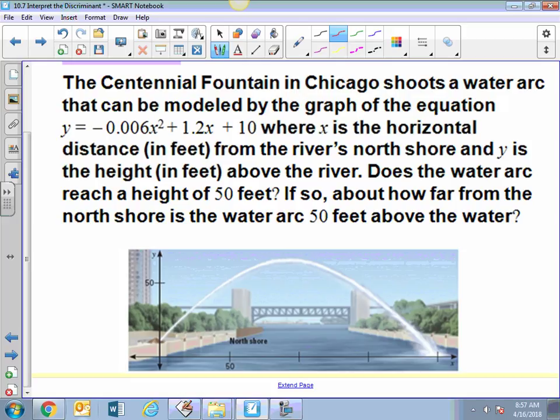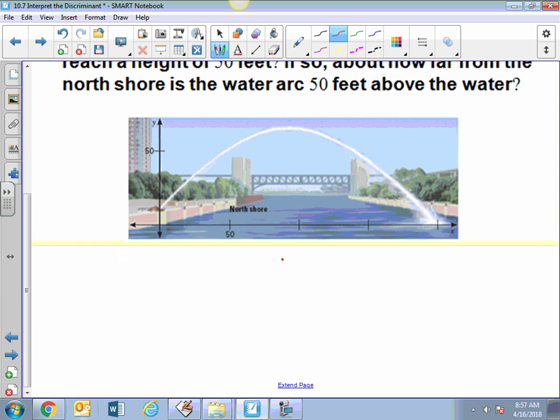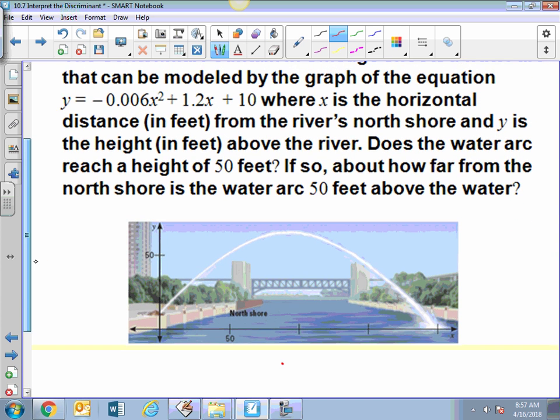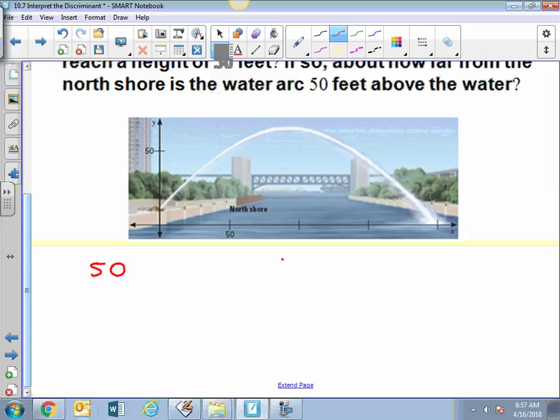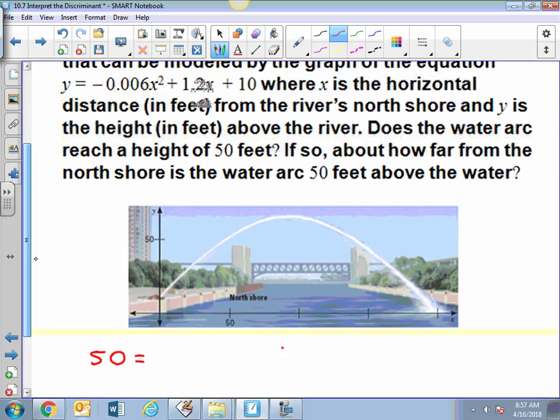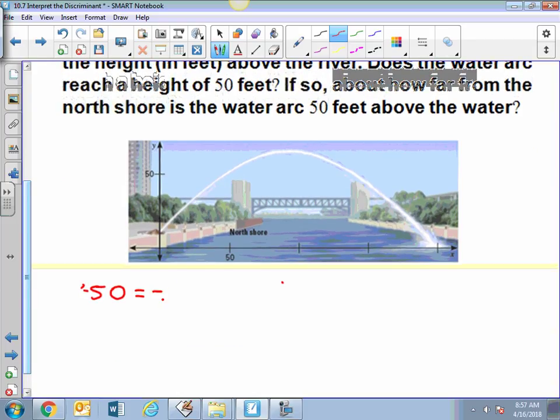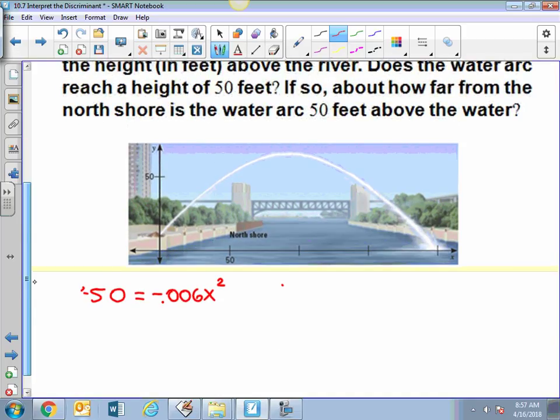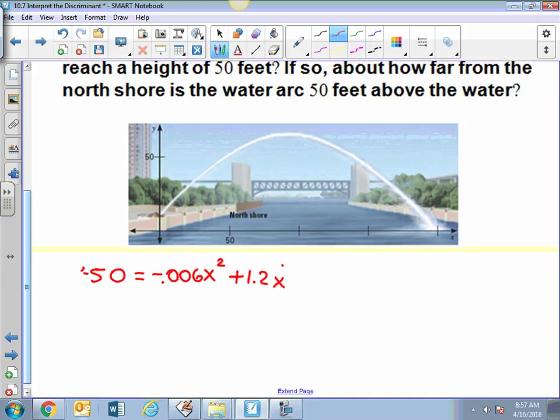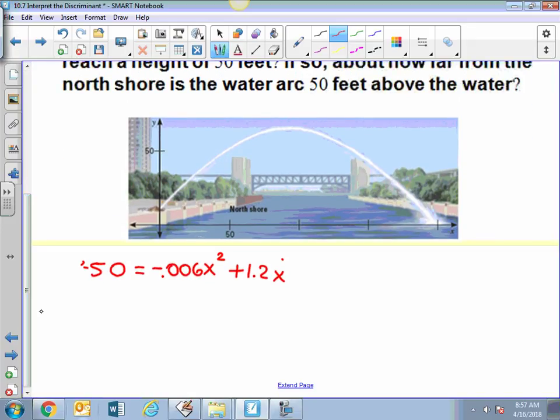There's a number of ways to solve this. First off, we need to find out if 50 would be a valid solution for this problem, and the way we can do that is to use your discriminant. Since y is the height in feet, I'm going to put 50 in for y. So 50 in for y would give me negative 0.006 x squared plus 1.2x. Now with these numbers, I would definitely have a calculator handy.